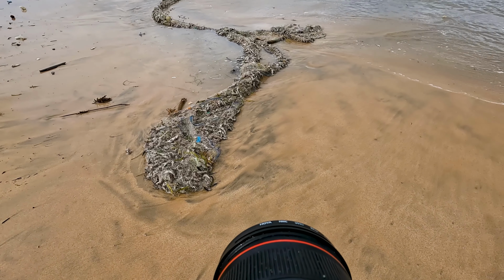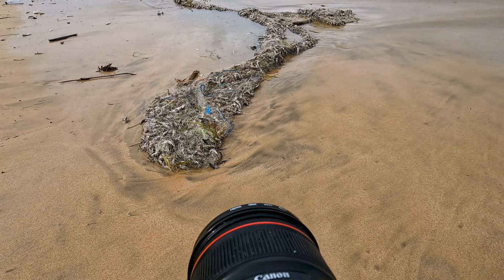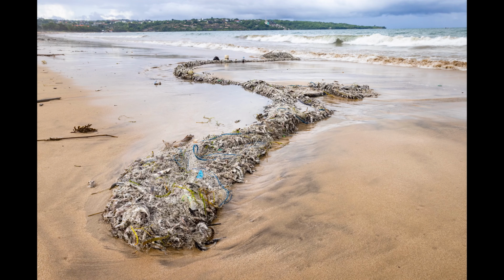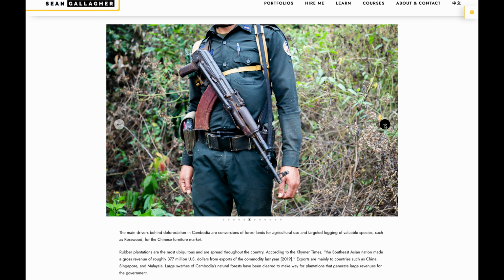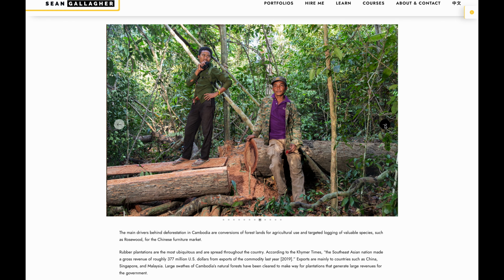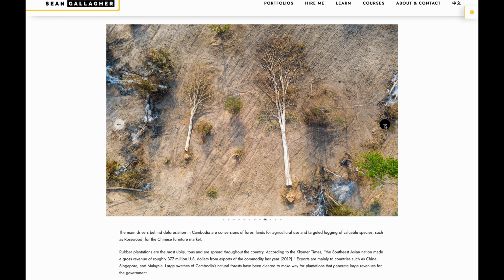I mean, when I'm going to work on some of these stories, I am highlighting issues that the local authorities probably do not want highlighted. Now, in Bali, I didn't have any specific problems with the authorities. However, I have had problems with authorities on previous projects. Probably the most notable one was when I worked on a story about deforestation in Cambodia a few years ago. And I was documenting illegal deforestation in the forests of Cambodia.